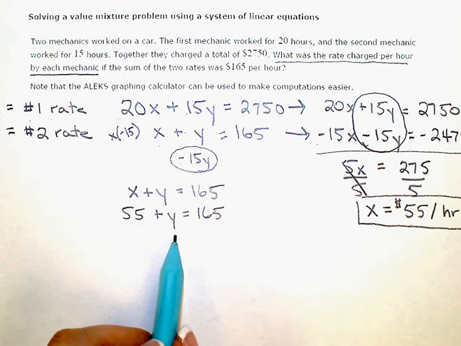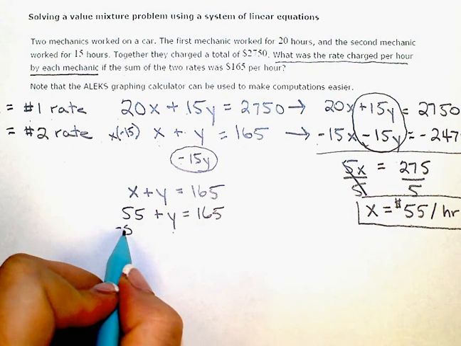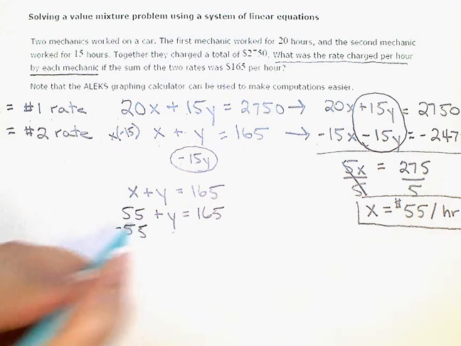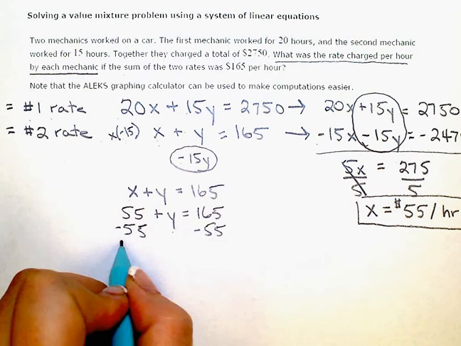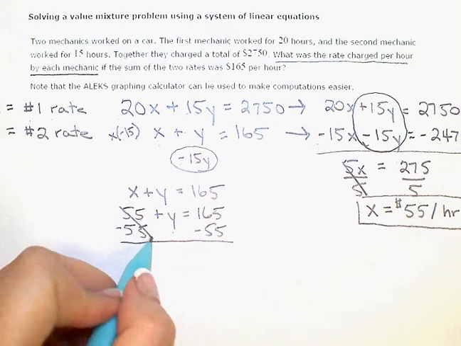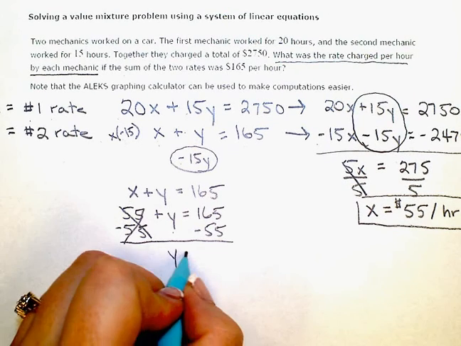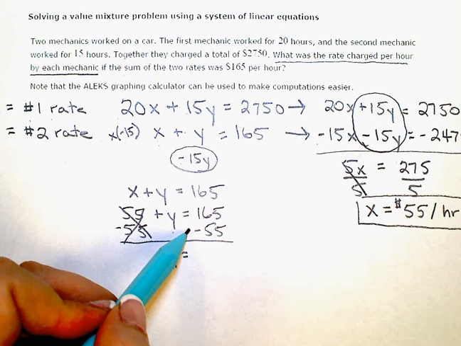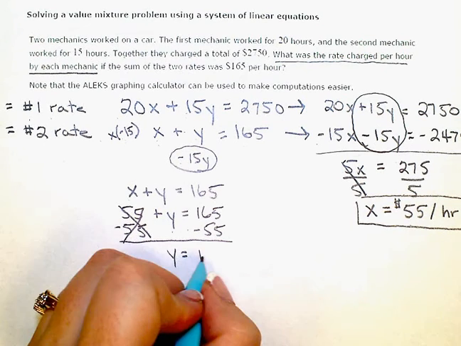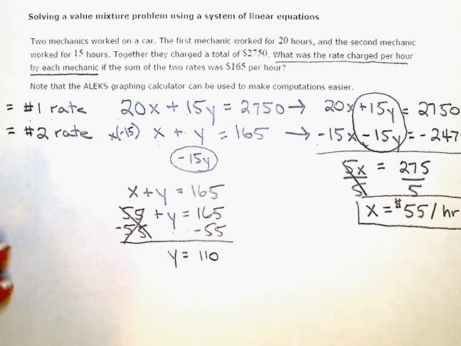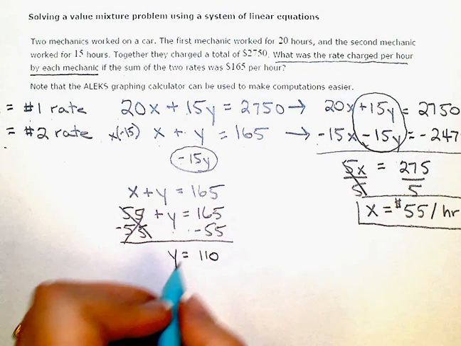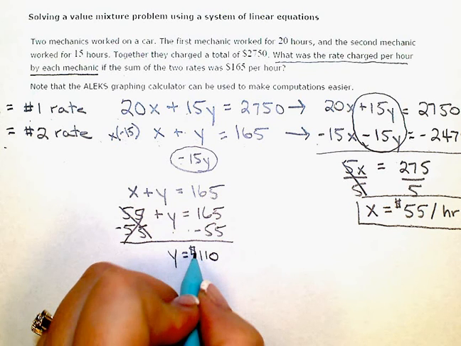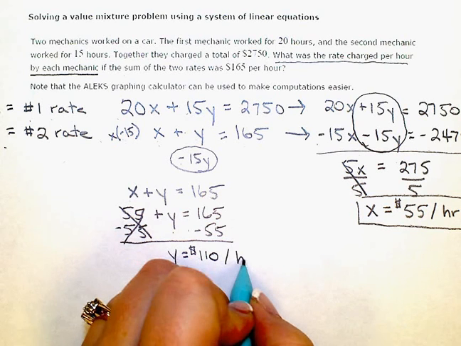Then I need to solve for y, so I zero out this 55, or this constant term, and then keep my equation balanced by doing the same thing on the other side. So y is equal to 165 minus 55, which is 110. And again, this is the hourly rate, his rate charged per hour for mechanic number two. So mechanic number two charged $110 per hour.